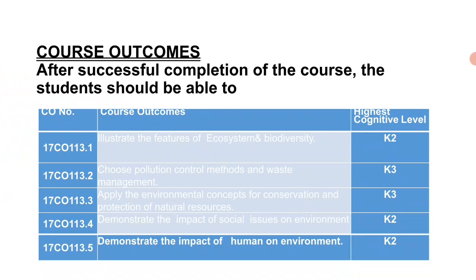After successful completion of this course, the students will be able to illustrate the features of ecosystem and biodiversity, choose pollution control methods and waste management, apply the environmental concepts for conservation and protection of natural resources, demonstrate the impact of social issues on the environment, and demonstrate the impact of humans on the environment.